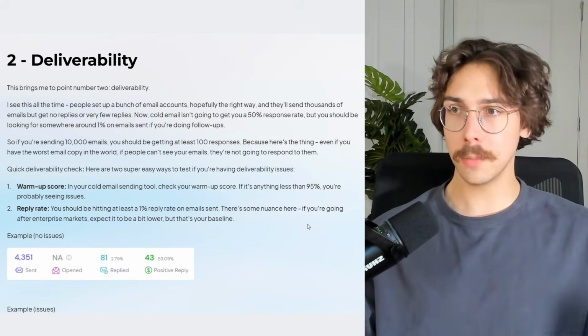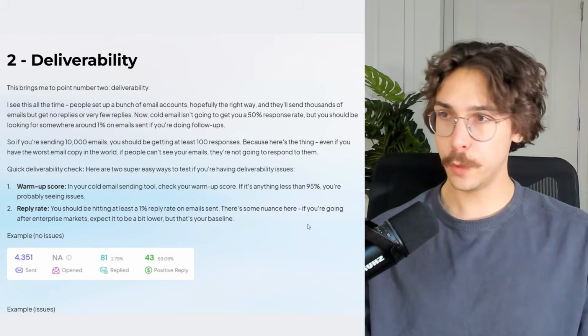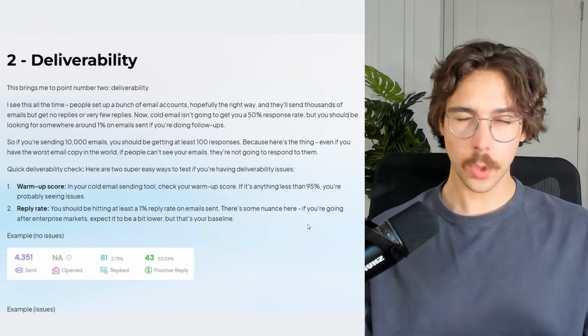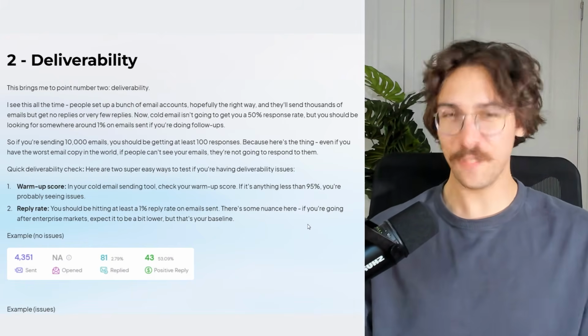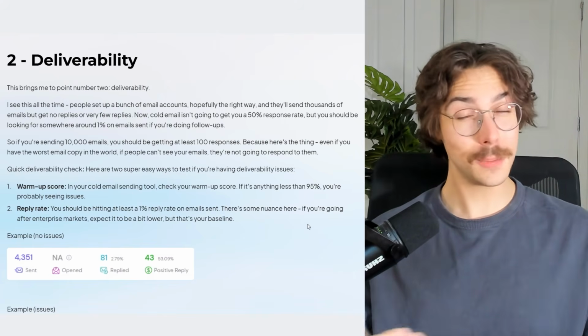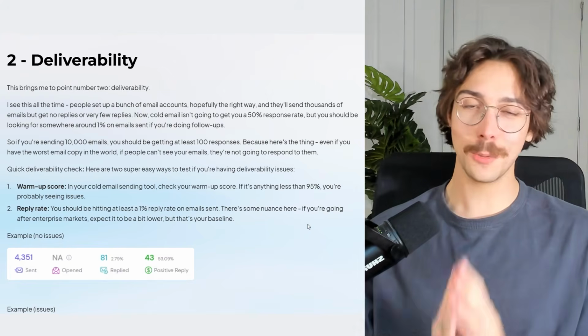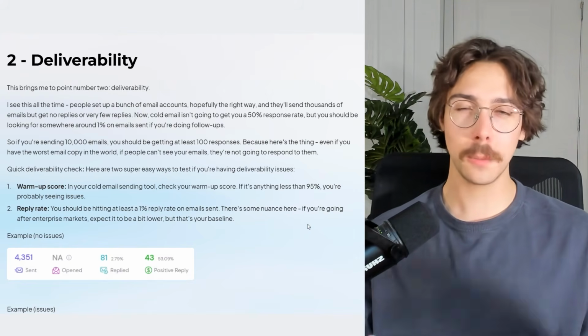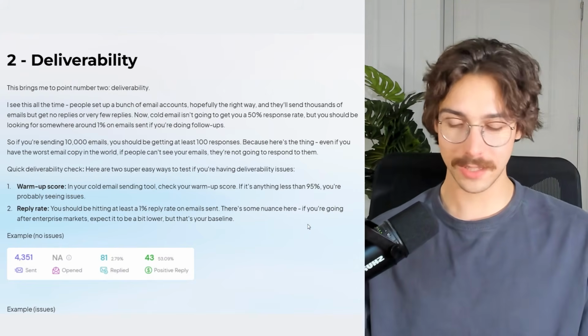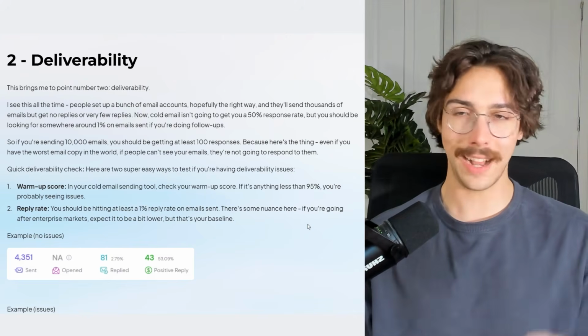They'll send thousands of emails. They'll get very, very few replies or no replies. Now, cold email isn't something where you're exactly going to get 50% reply rates, but you should at least be getting some replies if you're sending cold emails, even if they're the worst ones in the world. You could be sending terrible emails to the wrong people. If you were doing that, people are still going to say unsubscribe, I'm not interested, out of office, something.